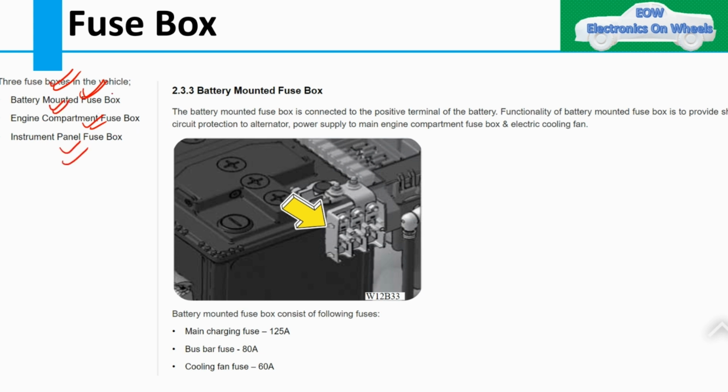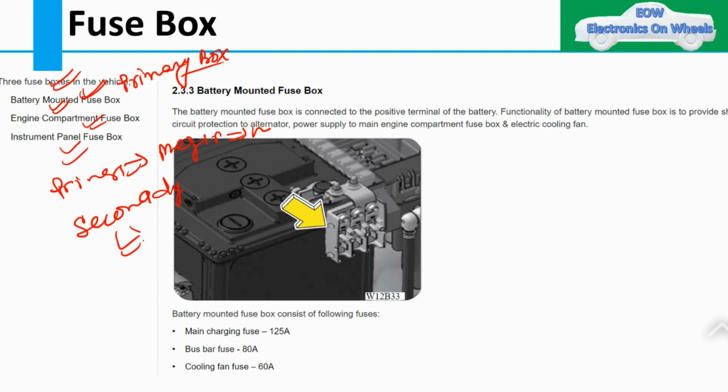The battery mounted fuse box is the primary fuse box. I have already told you our fuse boxes are distributed into a primary fuse box and a secondary fuse box. The primary fuse box is for the mega fuses and midi fuses, where you have the higher range. The secondary fuse box is for the lower values, where you are controlling particular functions like the headlamp beam, any other lighting system, or ignition switch operation. These fuses come under the secondary fuse box, and for the primary fuse box we use the mega fuses. Here it is also written.